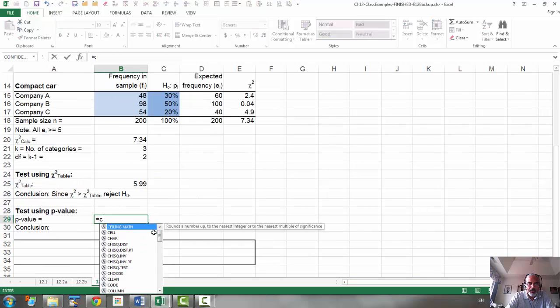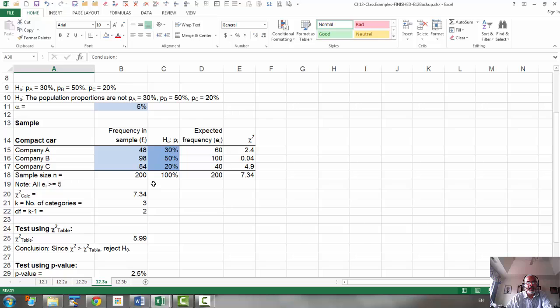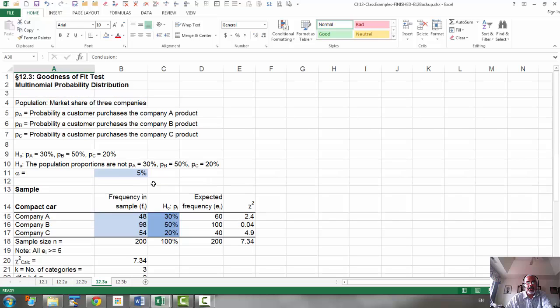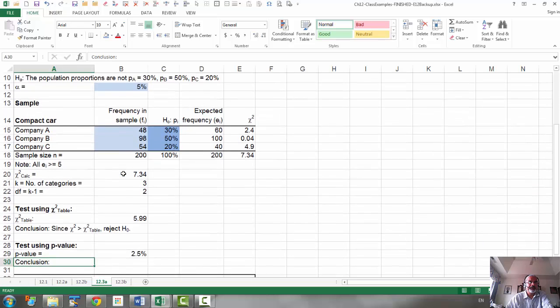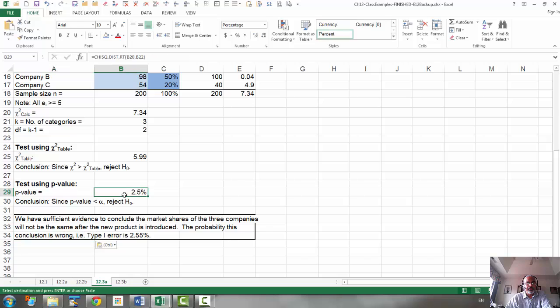Now p-value approach, we use chi-squared.dist.rt and the calculated value and degrees of freedom. Now if this is less than alpha value, then we reject, and it is, so we reject. So the interpretation is that the market share has indeed changed now. It is not the same as in the past. And the probability that our conclusion is wrong is just 2.5%. Okay, so this is 2.55%.